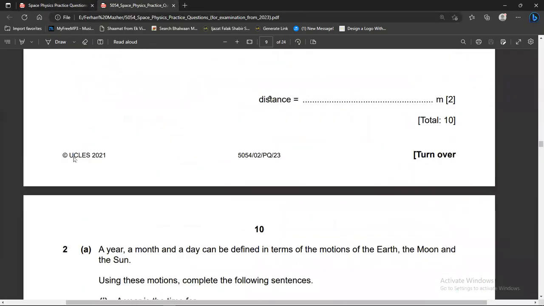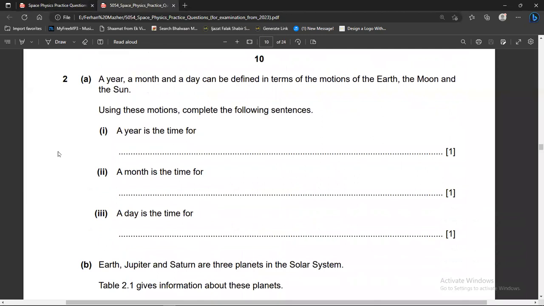Okay, so we are going to the next question. The next question is question number 2, A part. A year, a month, and a day can be defined in terms of motions of the earth, the moon, and the sun. Using these motions, complete the following sentences. A year is the time in which the earth completes its orbit around the sun.